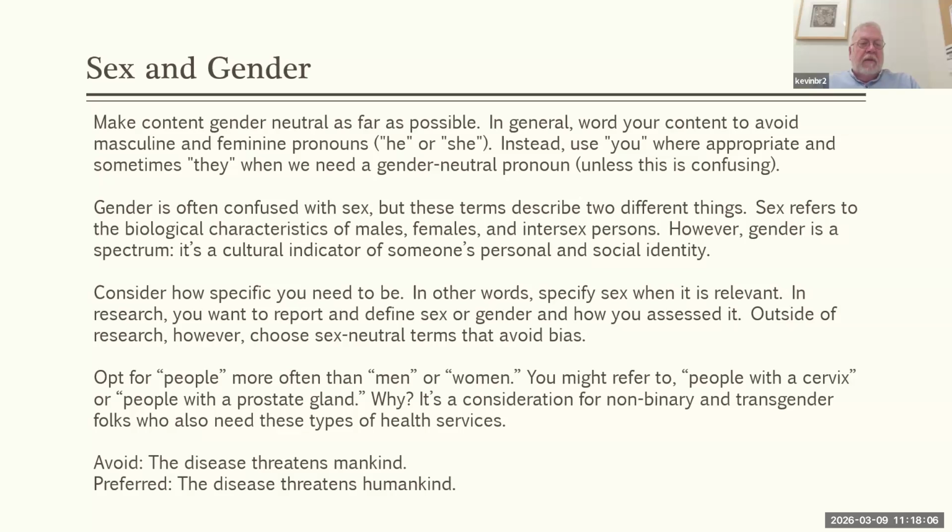So, an example on the bottom: you want to avoid "the disease threatens mankind" and use "the disease threatens humankind." Humankind is not a new construct either, a new way of describing persons. It's been around for a while, and I typically, and you probably do in your reading, see humankind mentioned more than mankind.